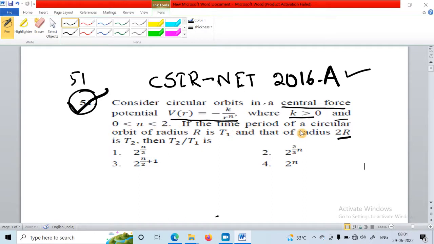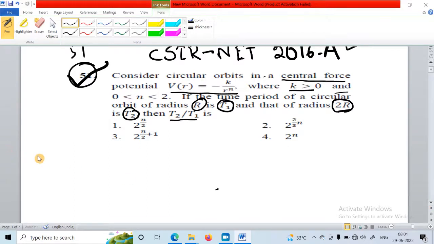If the time period for the circular orbit of radius r is T1, and if the radius is 2r, then the time period is T2. Then we have to find the ratio of the time periods, T2 by T1. Okay, and here also we will follow the same procedure.